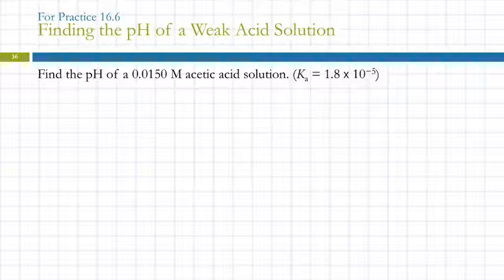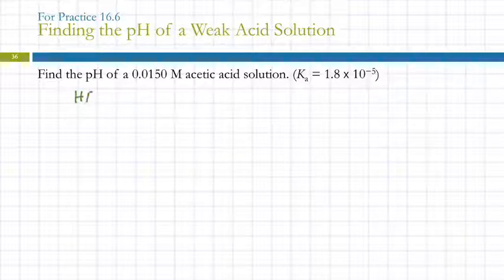Do another one. Find the pH of a 0.0150 molar acetic acid solution. Here the Ka is 1.8 times 10 to the minus 5. Do we actually need to know the chemical formula for acetic acid? Not really, no. We can just say HA. And sometimes even when we know the formula and we care about the formula, it's tedious, and so we just write HA anyway. So let's just do HA.